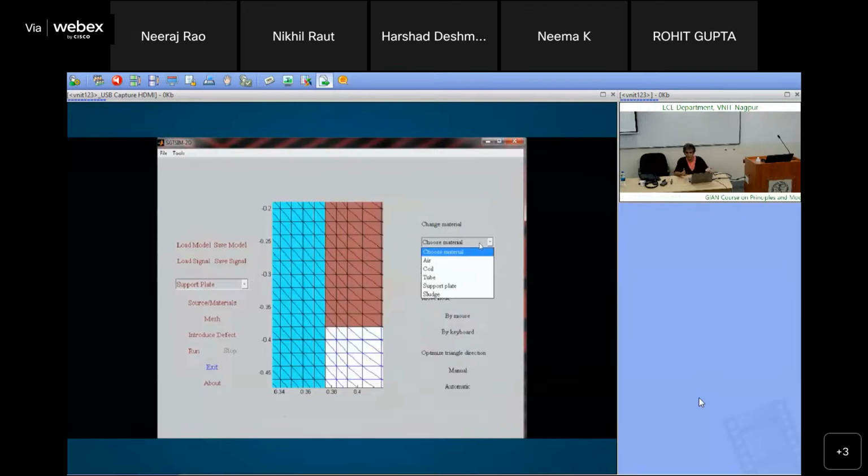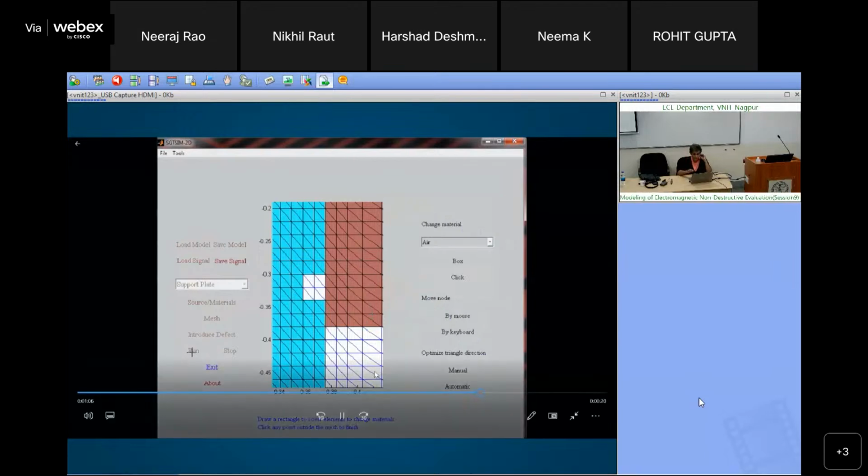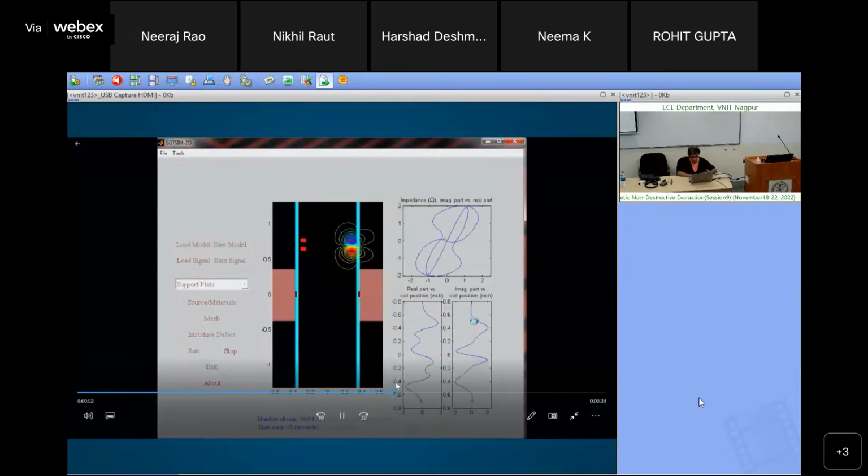When you have a 2-dimensional mesh, a MATLAB code on a simple PC is very, very fast. I think I should go back, because I didn't show the signals.